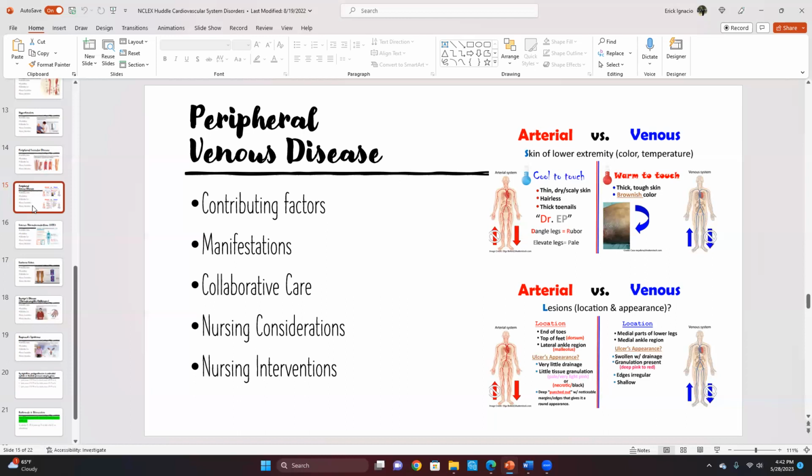So for the nursing interventions for both of these, we really want to make sure that we are positioning the legs properly. So when I say both of these, when I think of peripheral arterial disease, I will dangle the legs. When I think about peripheral venous disease, I will elevate the legs. Okay, so that's an important note there.